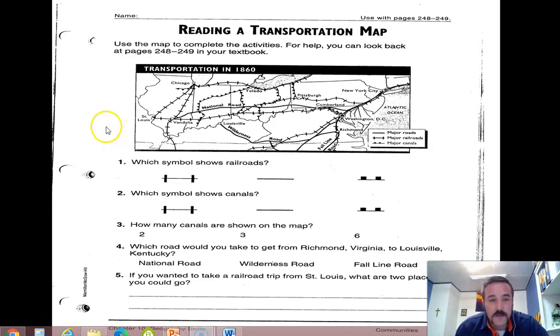Answer the question is just trying to see how well you can read a transportation map. Kind of funny to say read it, but that's really what you're doing, is reading and understanding all the different ways you can literally be transported on this map.